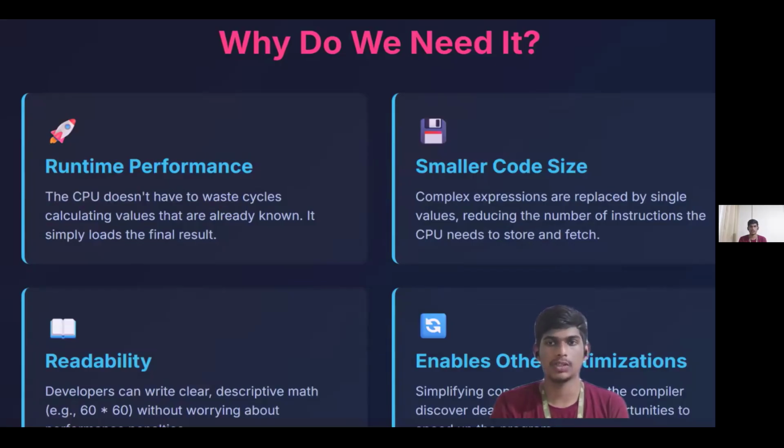And also smaller code size. If we pre-compute the values beforehand, then the code size will be less, and also better readability. If we use constant folding, it gradually decreases the code size and eventually improves the readability of the code, and is also a better optimization technique.